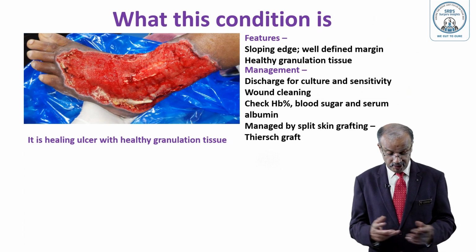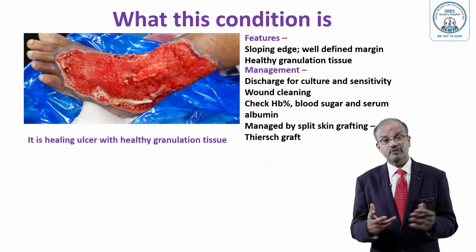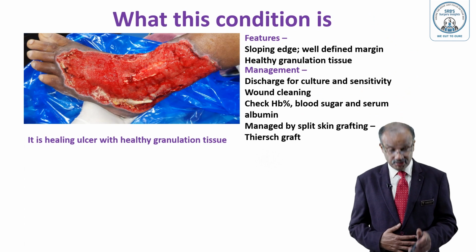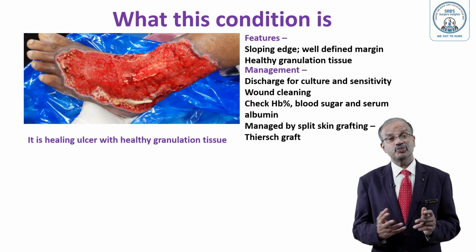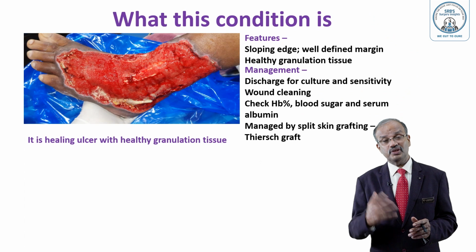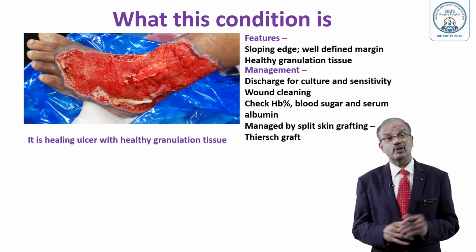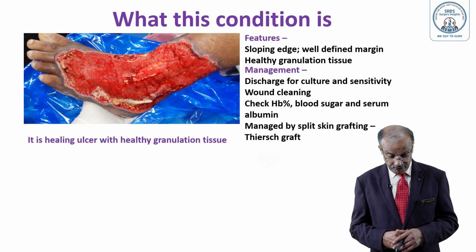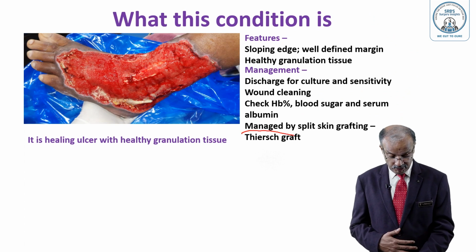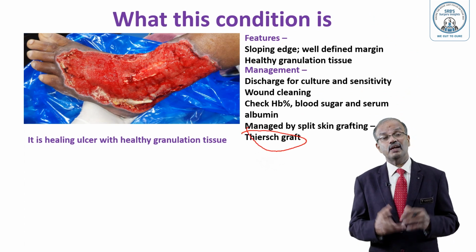Wound cleaning, wound dressing with Eusol and different solutions. And you have to check hemoglobin and blood sugar. If it is high, it should be controlled with insulin. And serum albumin should be more than 3 g% to allow the graft to take up. And after that, for the graft you should remember the stages of graft intake.